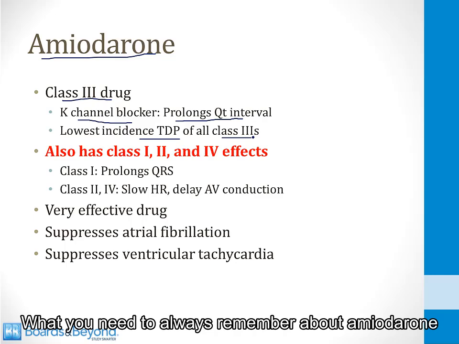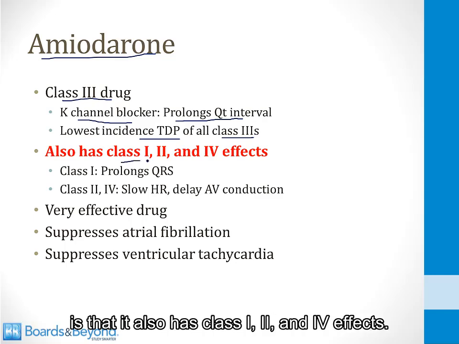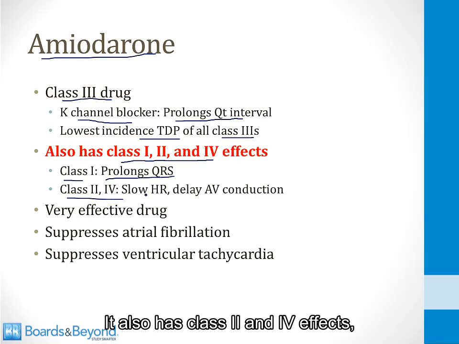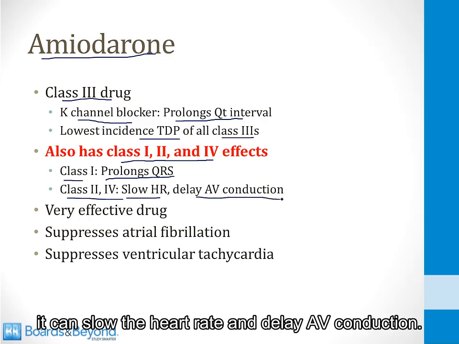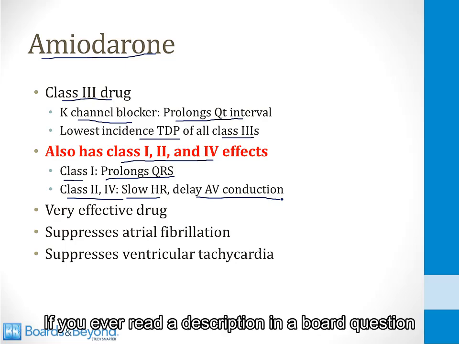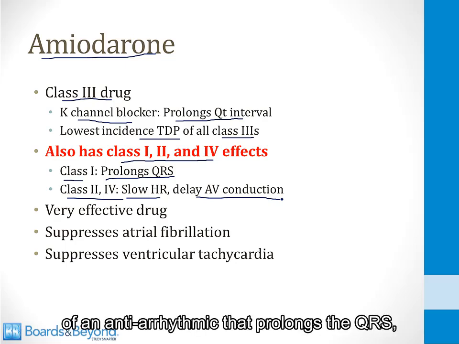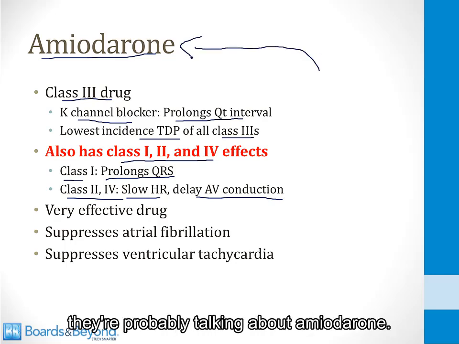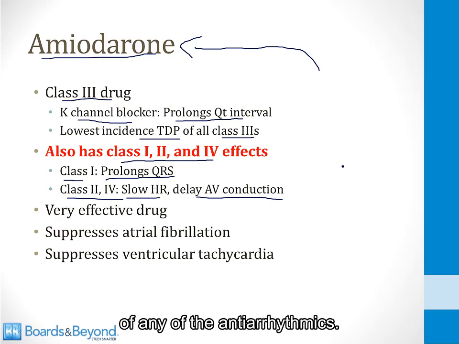What you need to always remember about amiodarone is that it also has class 1, 2, and 4 effects. It has class 1 effects. It can prolong the QRS interval. It also has class 2 and 4 effects. It can slow the heart rate and delay AV conduction. If you ever read a description in a board question of an antiarrhythmic that prolongs the QRS, prolongs the QT, and slows the heart rate, they are probably talking about amiodarone. It has the most diverse effects of any of the antiarrhythmics.